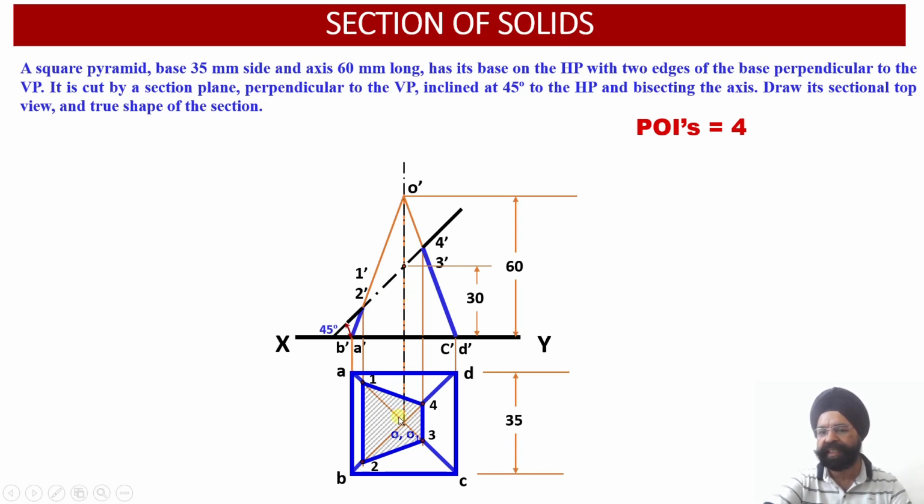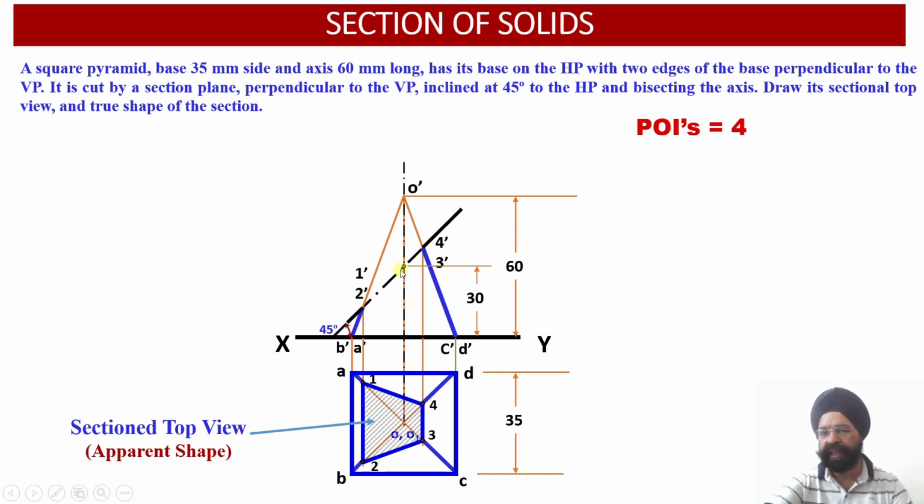This completes the section top view, and this sectioning that we have done is going to reveal the apparent shape of the cut section. So we call it section top view. Now let us work out the true shape of this cut section.